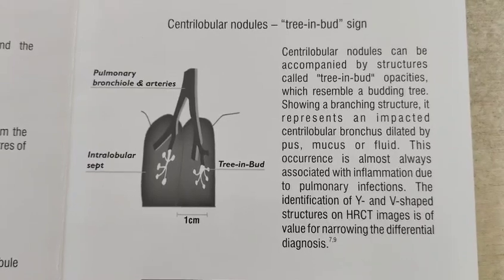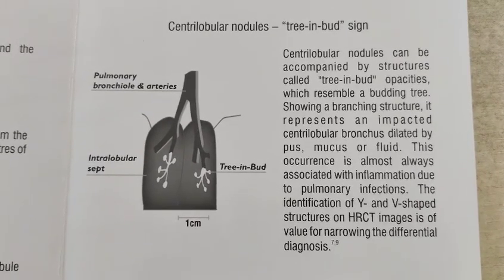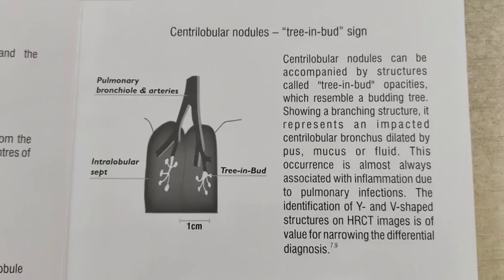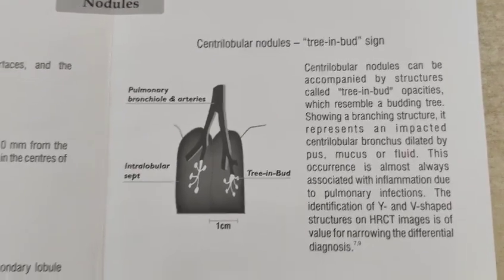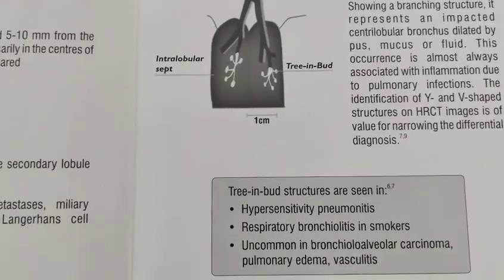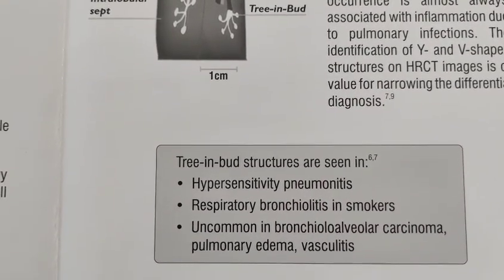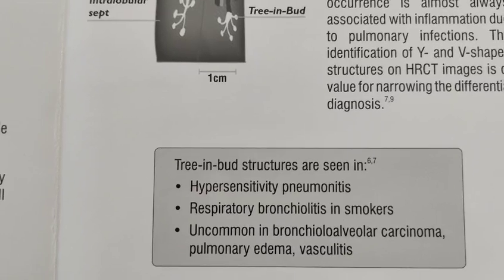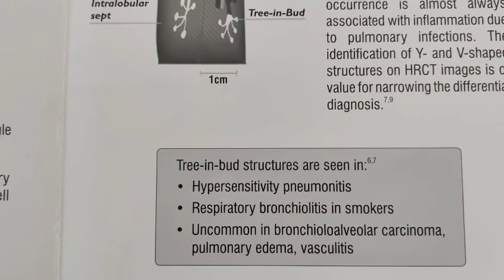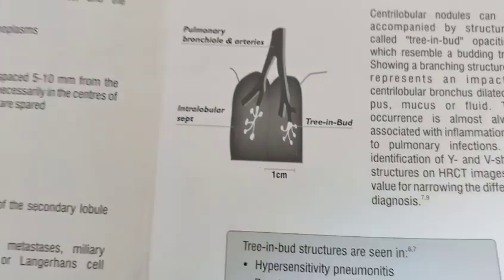The identification of Y and V-shaped structures on HRCT images is of value for narrowing the differential diagnosis. Predominantly, it is seen in tuberculosis, hypersensitivity pneumonitis, respiratory bronchiolitis in smokers, and is uncommon in bronchoalveolar carcinoma, pulmonary edema and vasculitis.